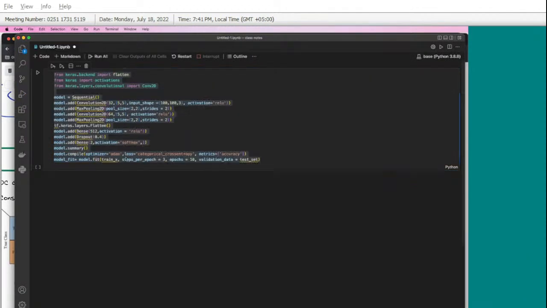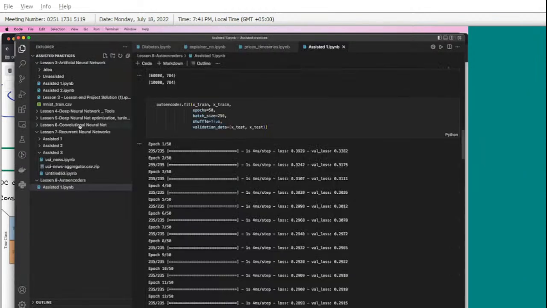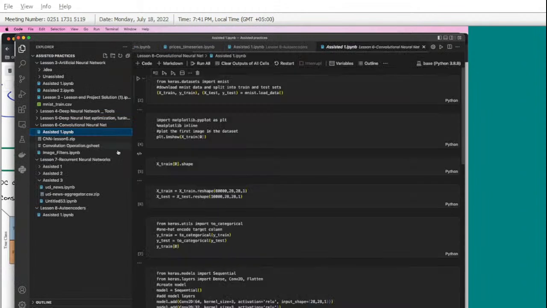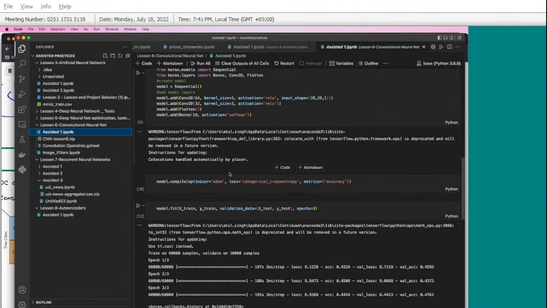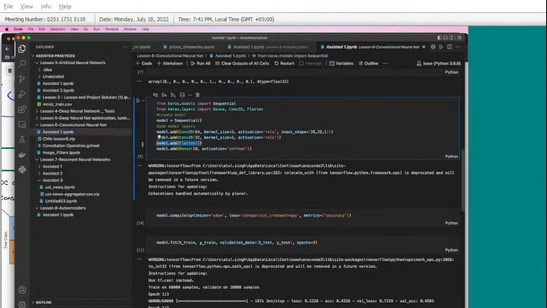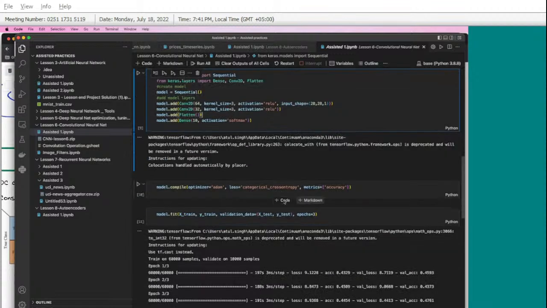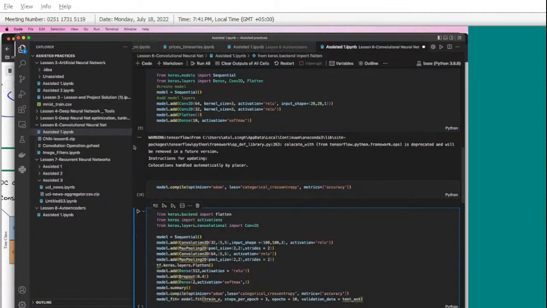Okay, let us go to our assisted notebook. We have the convolution neural net assisted, where we have added a lot of things. This is how you can add a flatten. You can see this. In your code you have flatten. So do you want to add flatten or not? Then remove that code. So what I'll do is put it like this.